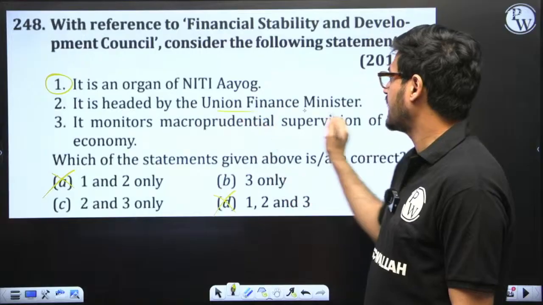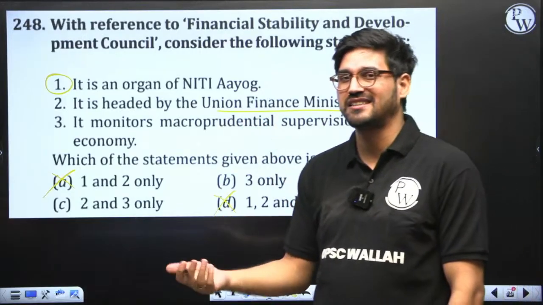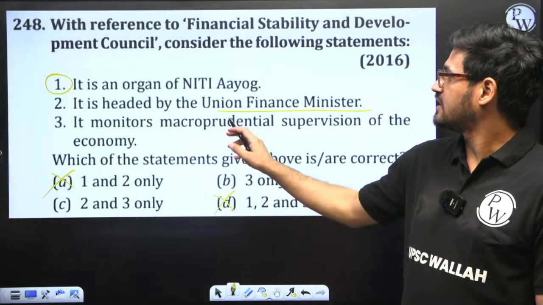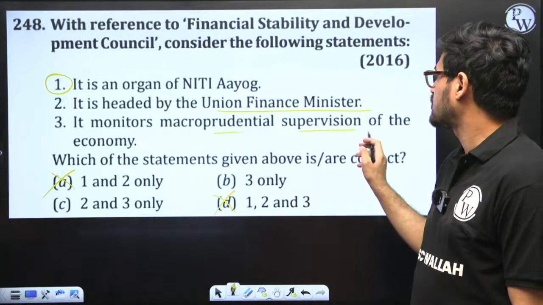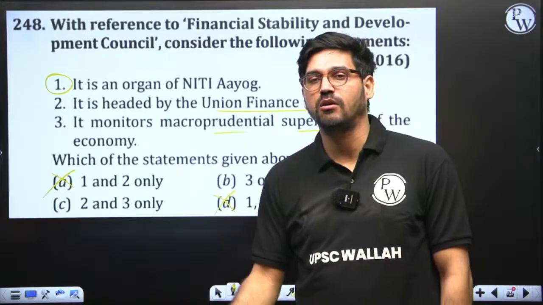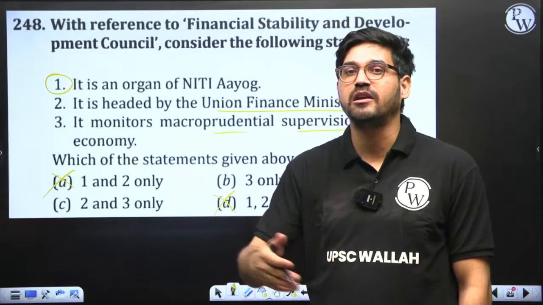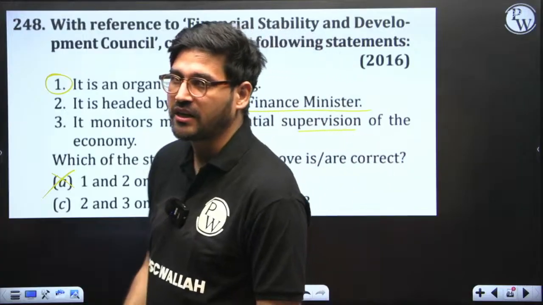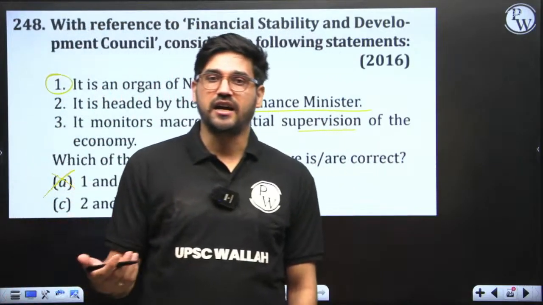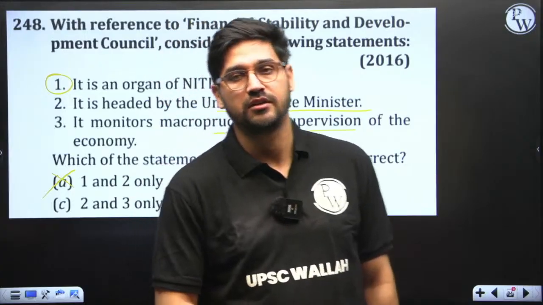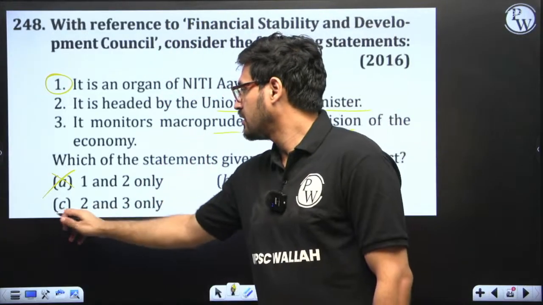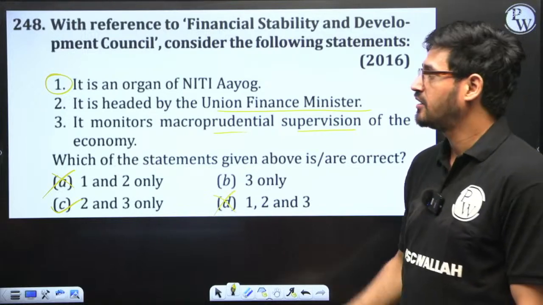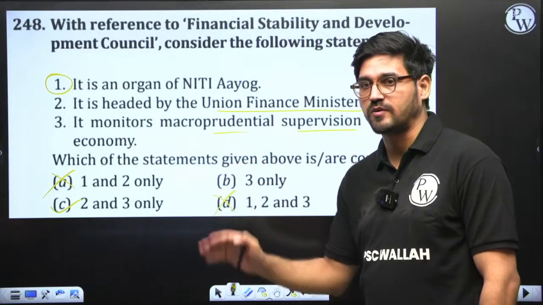2 says it is headed by the Union Finance Minister. This is a correct statement. It's a statement of fact. So you may know it, you may not know it. Third is it monitors macro-prudential supervision of the economy, which is correct. It also tries to ensure better regulatory coordination between multiple regulatory authorities, SEBI, PFRDA, IRDAI, as well as the RBI. So this is the correct answer, right? 2 and 3. A statement or an information-based question.